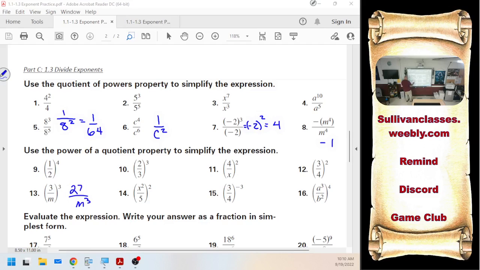27 over m to the third, x to the fourth over 25. Flippity floppity, and then to the third, so 64 over 27. And a to the 12th over b to the 8th. Checky, checky. And I wrote them kind of fast, so if you can't tell what I wrote, like, ask.